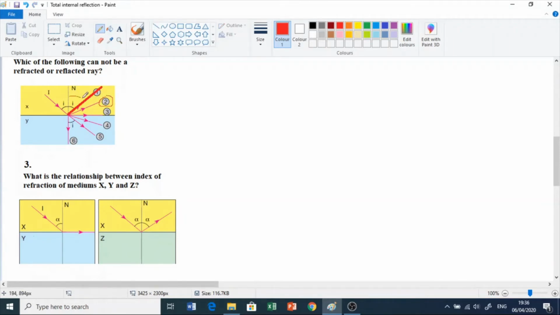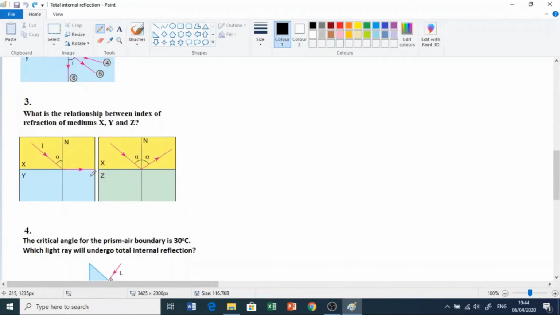Why? Because this angle is different from the angle of incidence. For total internal reflection, the angle of incidence should be equal to the angle of reflection. So the answer is the sixth one is impossible, and the second one is impossible.